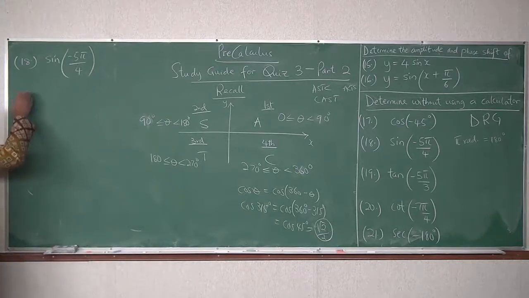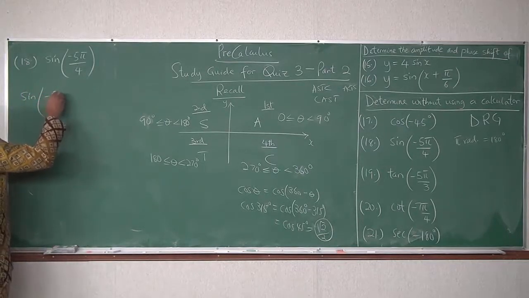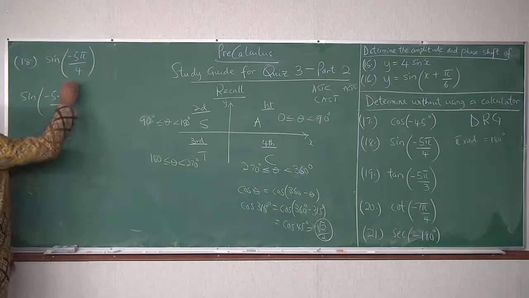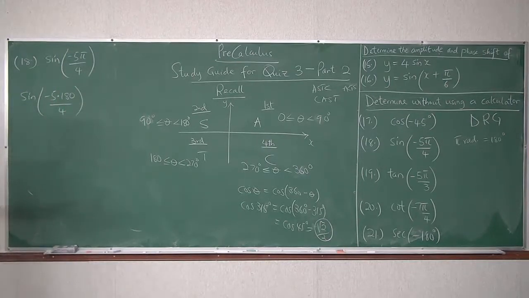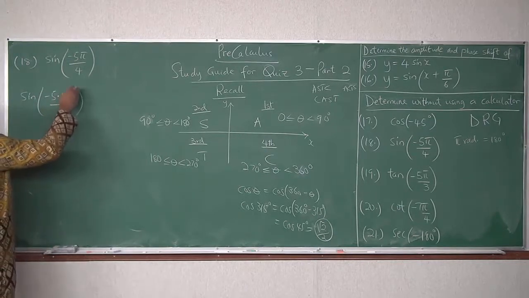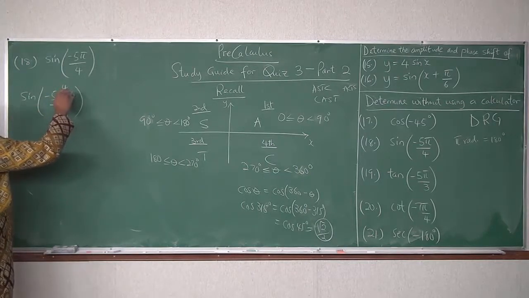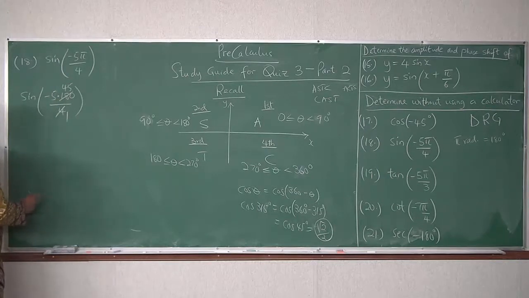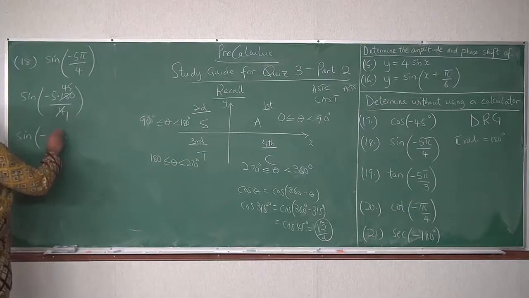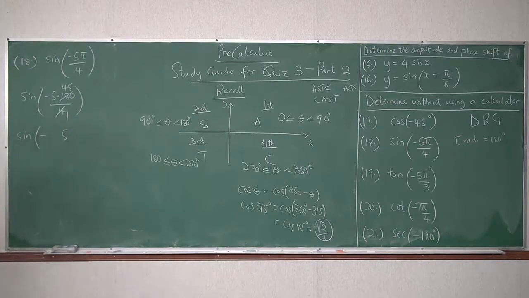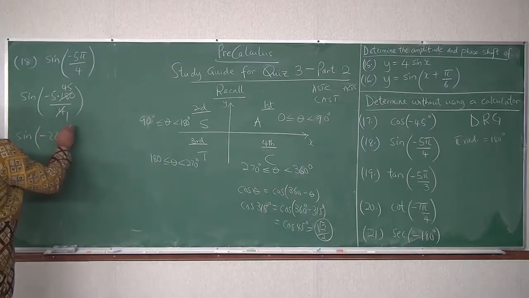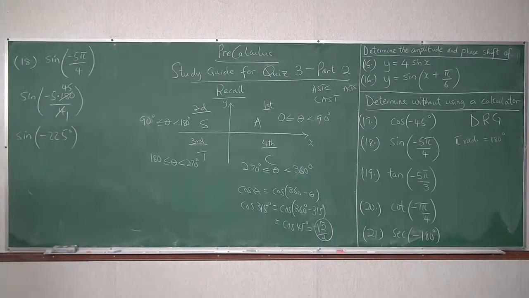So this is the same thing as sine of negative 5 times 180 divided by 4. Remember, pi radians is 180 degrees. So 180 divided by 4 is 45. Then 5 times 45 is 225. So this is sine of negative 225 degrees.